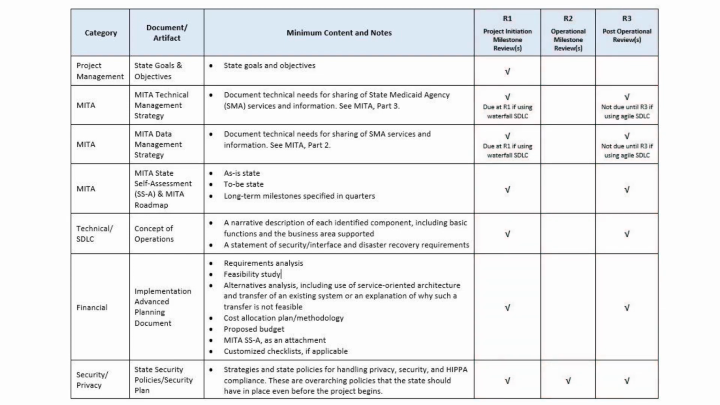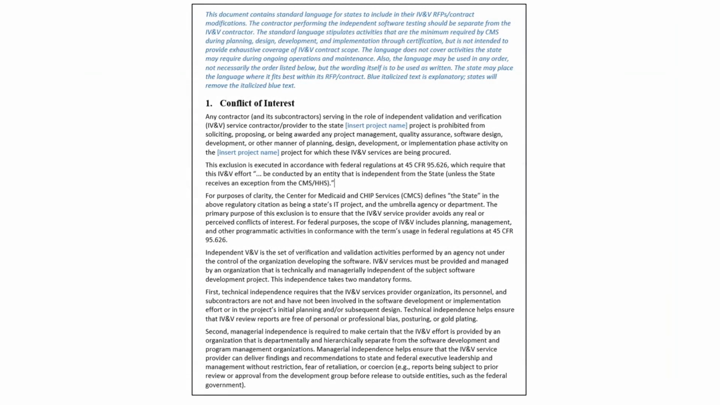Next in the toolkit is the standard language for including in IV&V acquisition documents such as RFIs, RFPs, contracts, and contract modifications. The state can copy the language into its own procurement templates. The wording should be included as written. Keep in mind, this is what CMS requires of the IV&V contractor. The state may make additional requirements. For example, extend the scope beyond the post-operational review and well into operations and maintenance.